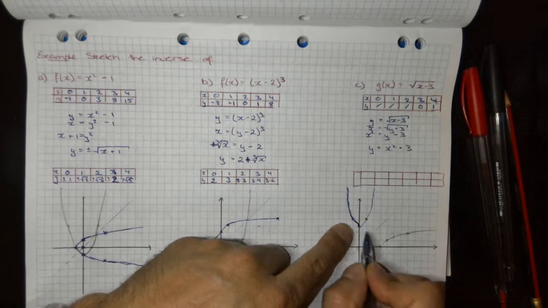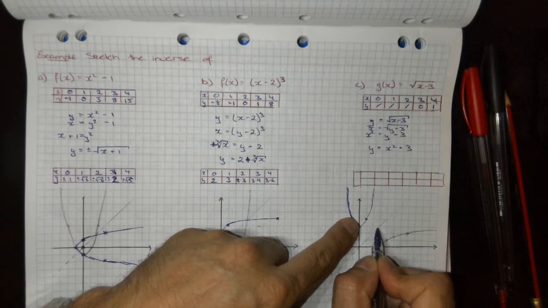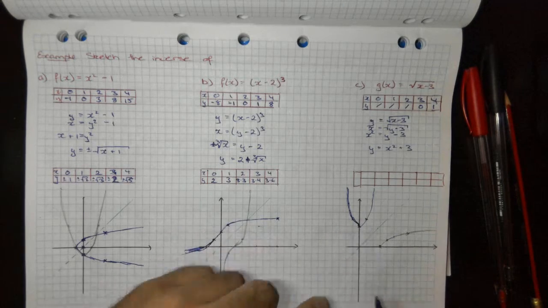So we're just reflecting around this axis. So 2 units, 2 units.